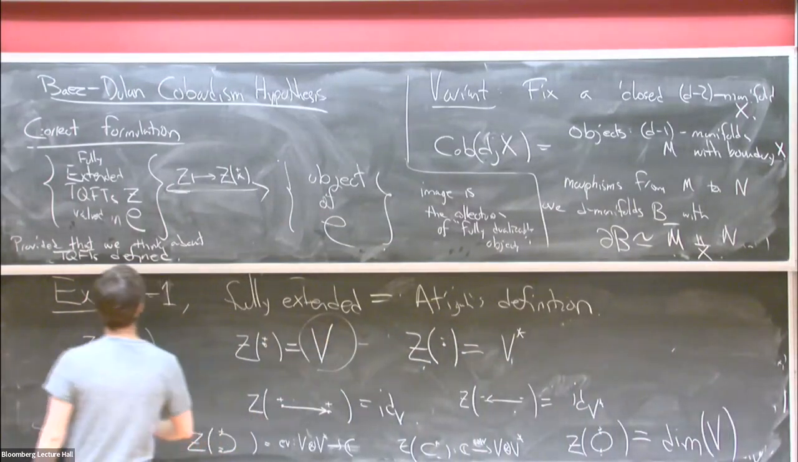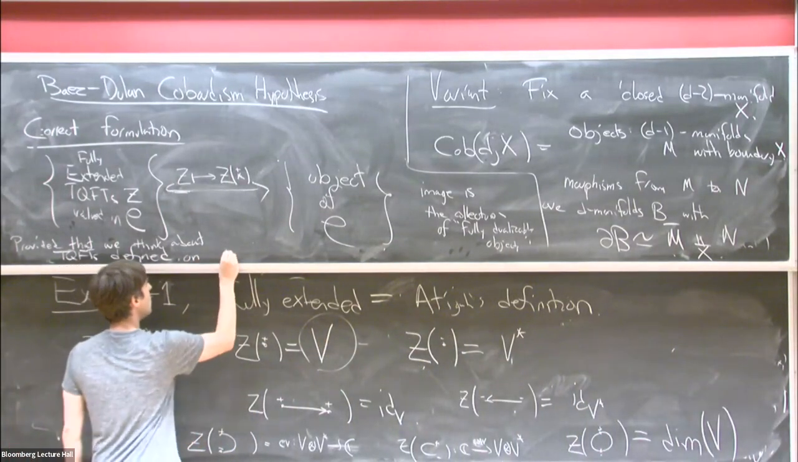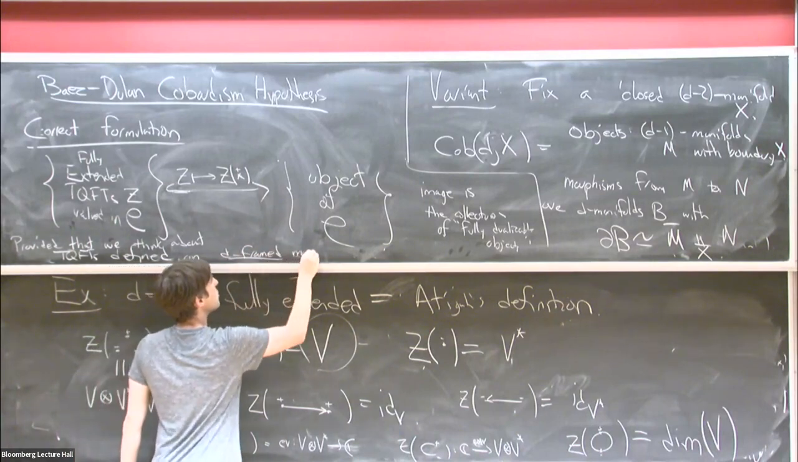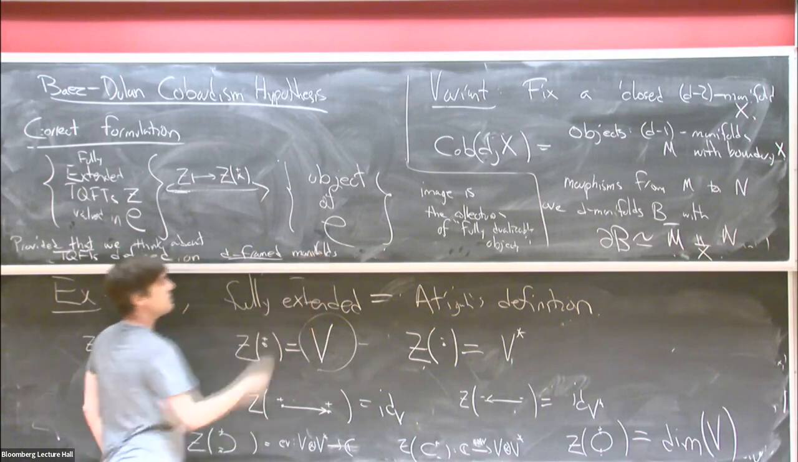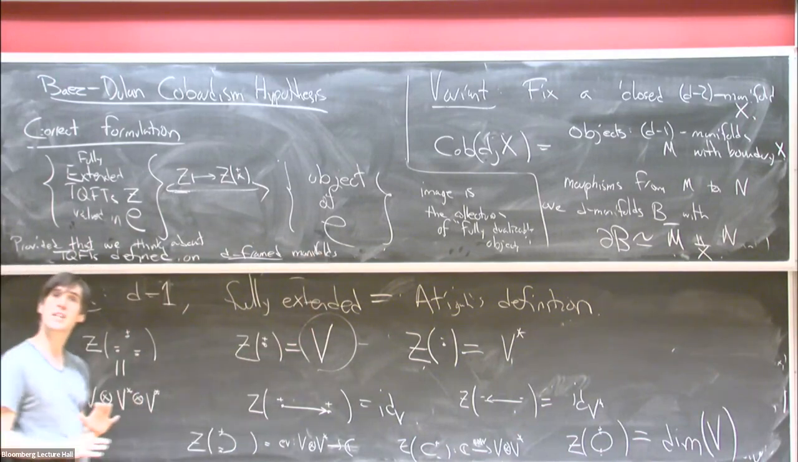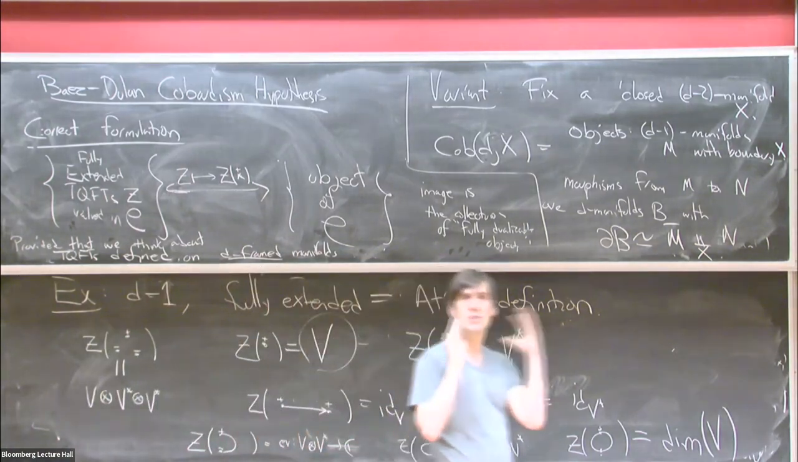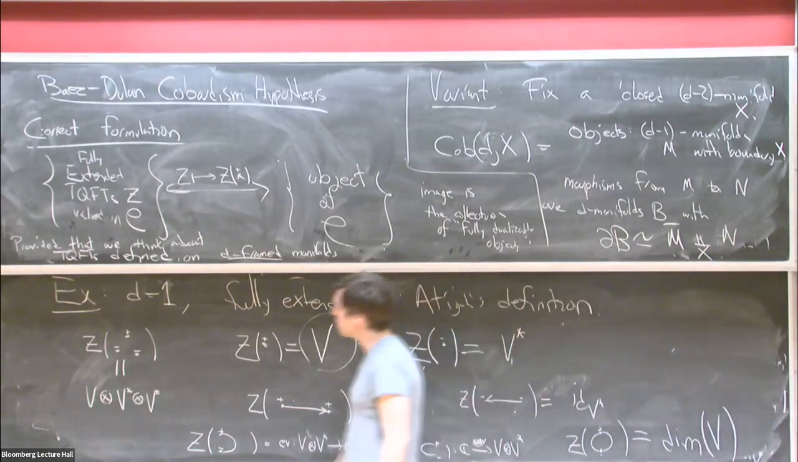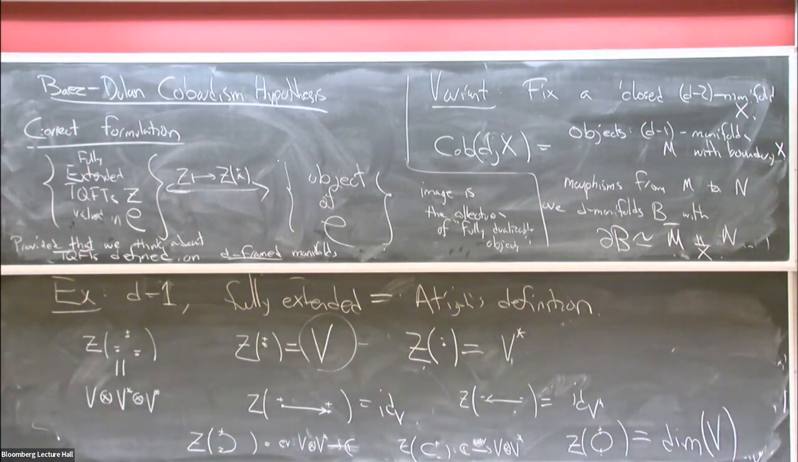So TQFTs are defined on, what I'll call D-framed manifolds. And what I mean by that is that when I'm thinking about D-manifolds, they have to come with a trivialization of their tangent bundle. And when I think about D-1 manifolds, they have to have a trivialization not of their tangent bundle, but of their tangent bundle plus a trivial bundle of rank one, and so on for lower dimensional manifolds. Okay, I think this is the endpoint that I wanted to reach.